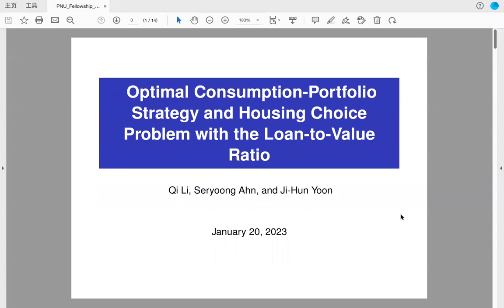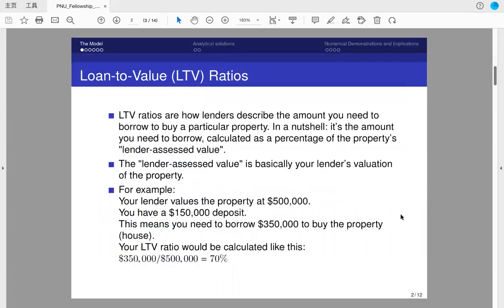The topic of my talk is optimal consumption portfolio strategy and housing choice problem with a loan-to-value ratio. The LTV ratio is how lenders describe the amount you need to borrow to buy a property.